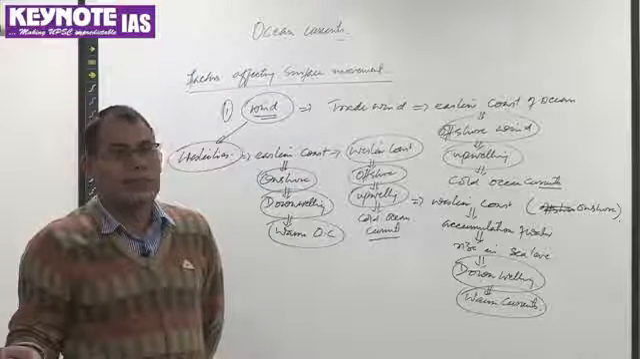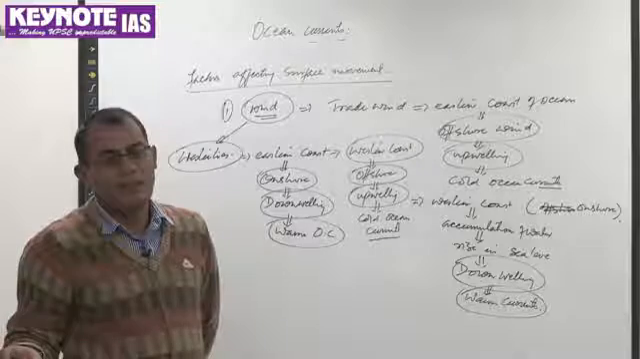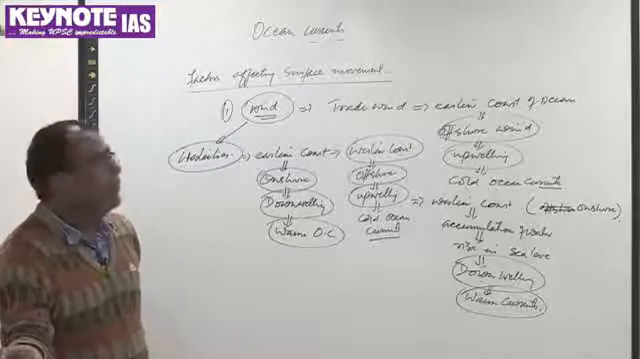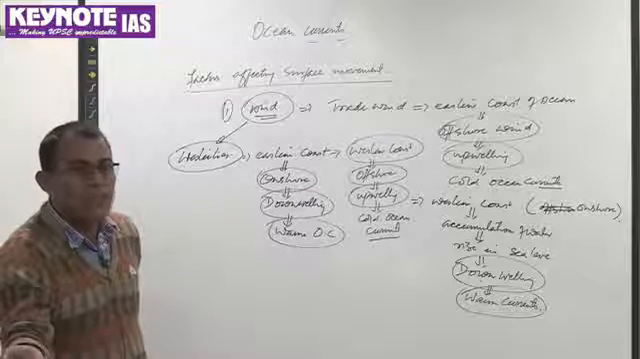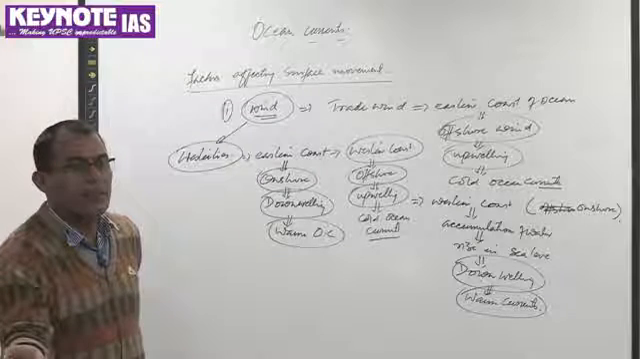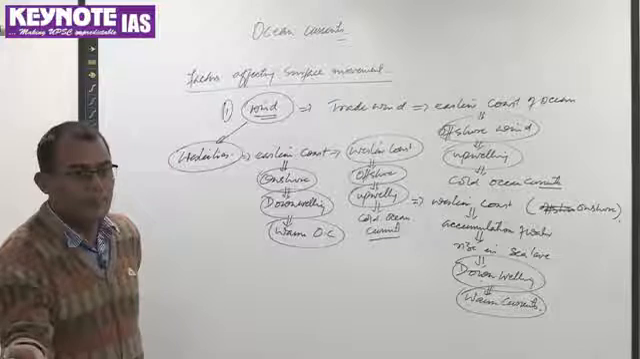Beautiful. That will affect the ocean currents. The best is seen in North Indian Ocean. If the wind direction is changing, there will be a corresponding change in the direction of ocean currents as well. That's why wind is the most fundamental reason for the surface circulation.